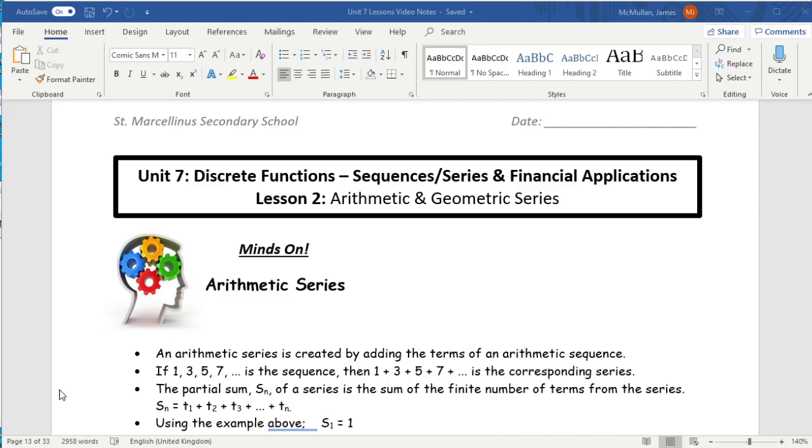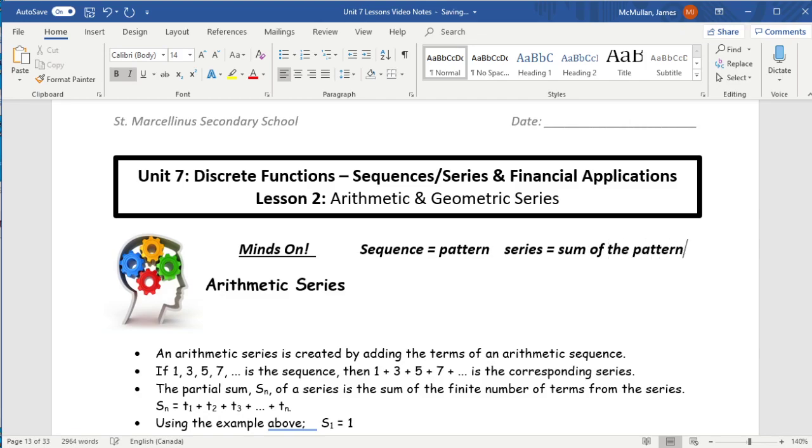Today's lesson is about the idea of an arithmetic or geometric series as opposed to a sequence. So yesterday you learned about a sequence. Just quickly here, let's make a note. A sequence is a pattern. A series equals a sum of the pattern. So what if you were to add it all up?